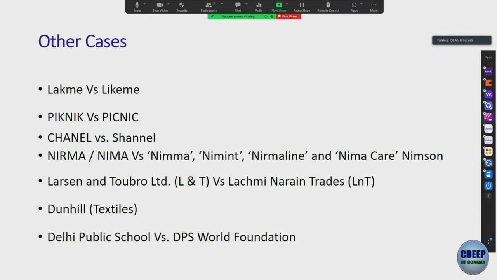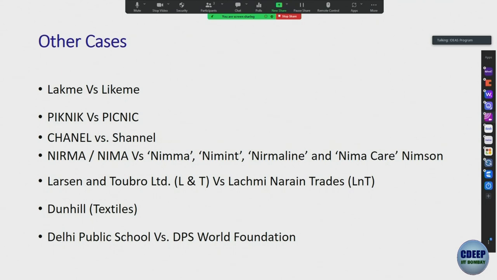Lakme, you say like me. Picnic, replace K by C, phonetically you will still pronounce it the same, picnic. Chanel, you say SH, you still pronounce it as Chanel. Nirma had come out with a cosmetic line, and there are other people who came, Nima, Nimin, Nirma Line, Nirma Care, all kind of counterfeit duplicate products.